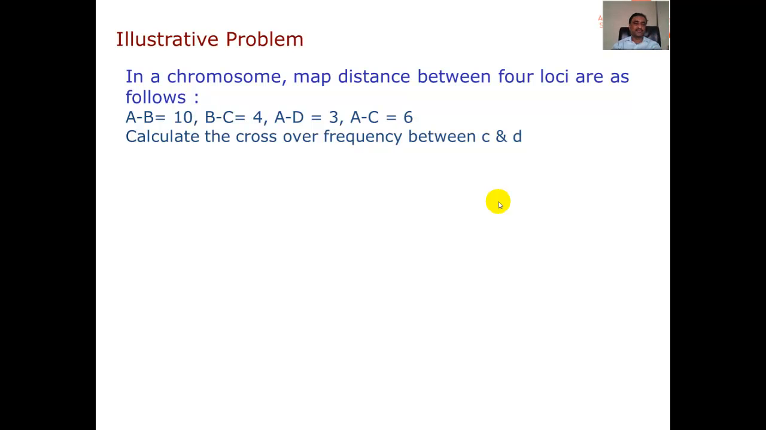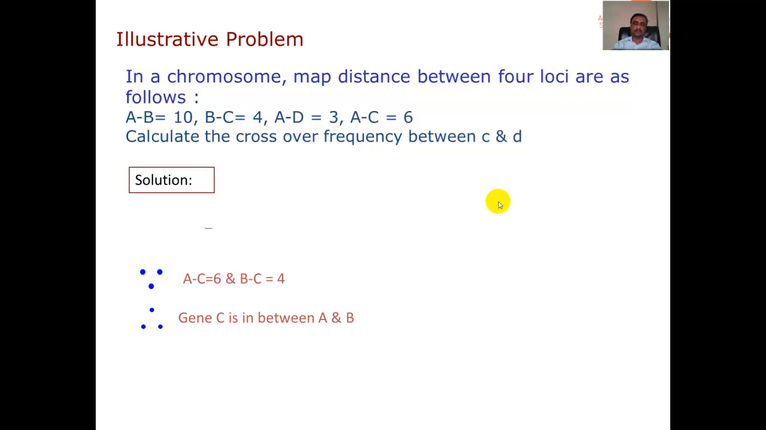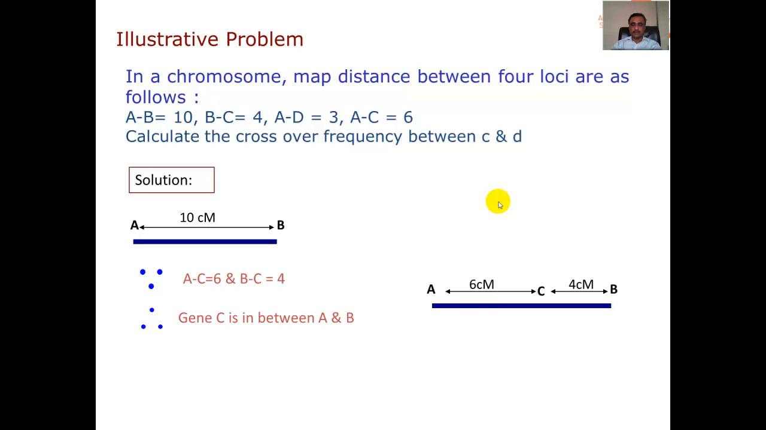What you have to do, you have to go simple by steps. AB, right? Since AB is equal to 10 and BC is equal to 4, gene C is between A and B, that is clear, right? Now between A and C is 6 centimorgan, satisfied, between C and B is 4 centimorgan, satisfied. This is pretty satisfied as per the statement.